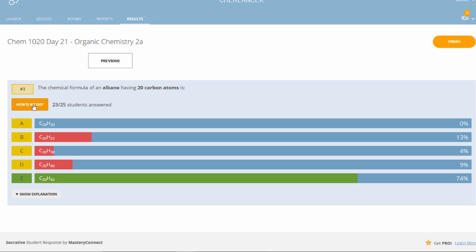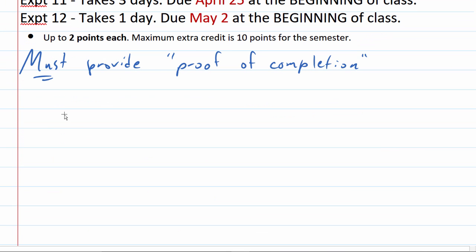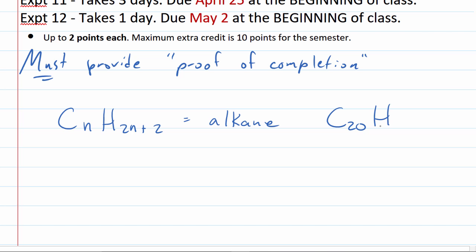And how do we know it's choice E? C20H42. What is the general formula for an alkane? Multiply by 2 and then add 2. Right, so the general formula is CnH2n+2 for an alkane. Which means if we have 20 carbons, the number of hydrogens will be 2 times 20, which is 40, plus 2 more gives us 42. Any questions on these?